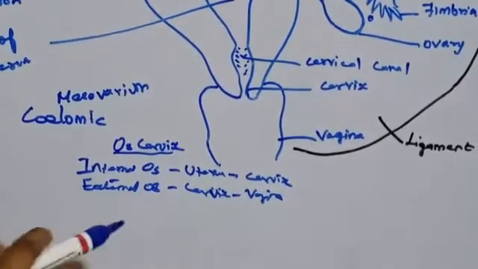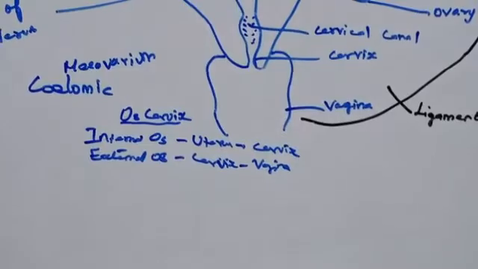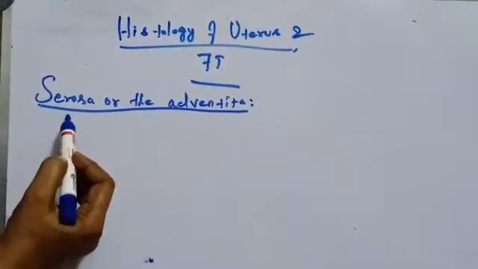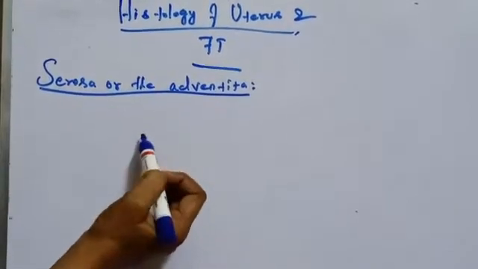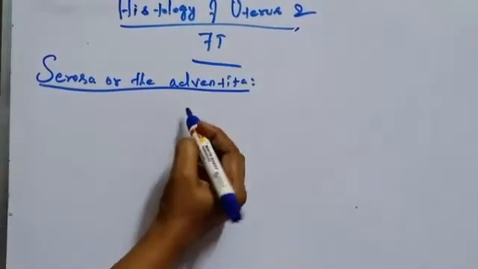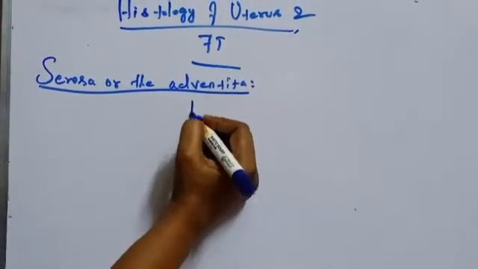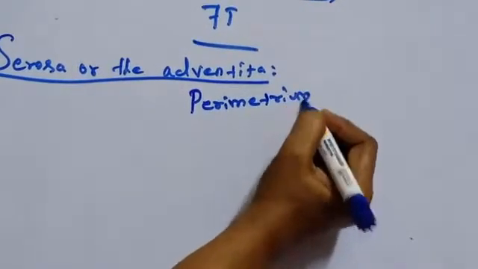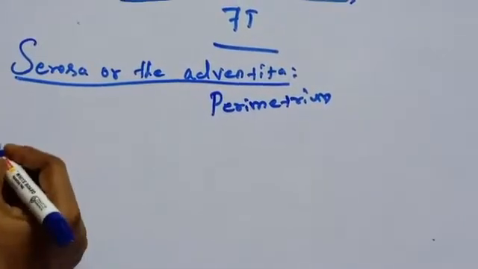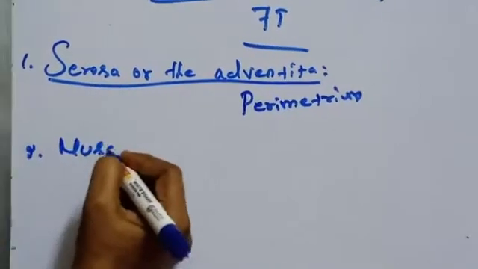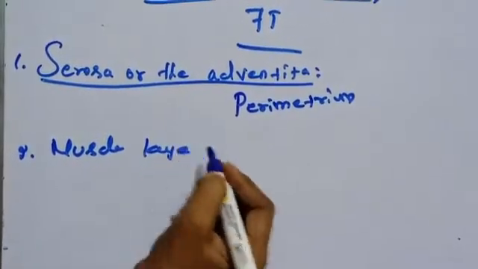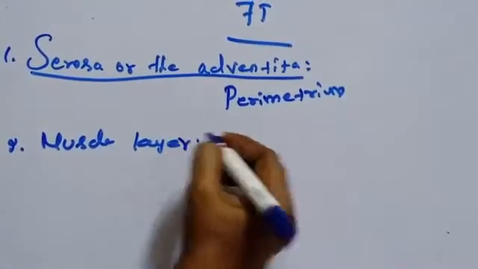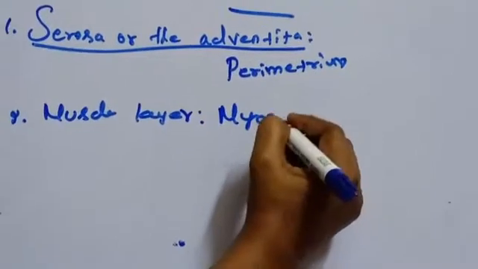Next, we will see the histology of the uterus and fallopian tube. First one is the serosa or adventitia. This is the outermost layer of visceral peritoneum, and it is called the perimetrium. The second layer is the muscle layer. In the uterus, thick smooth muscle bundles are found, and these are called the myometrium.